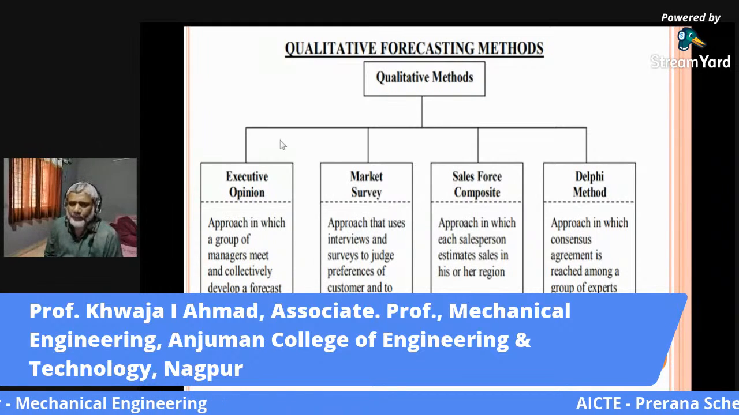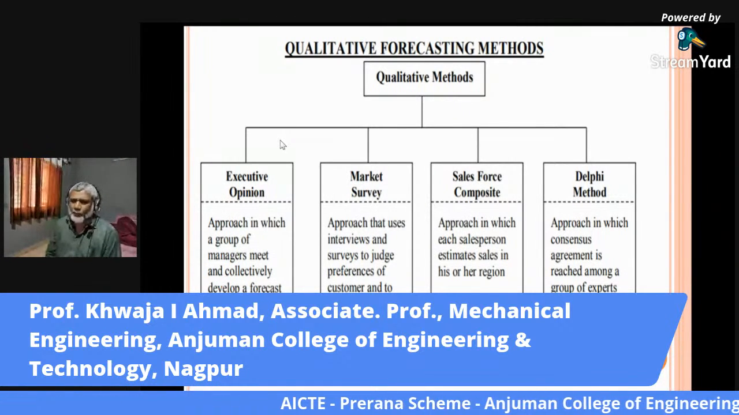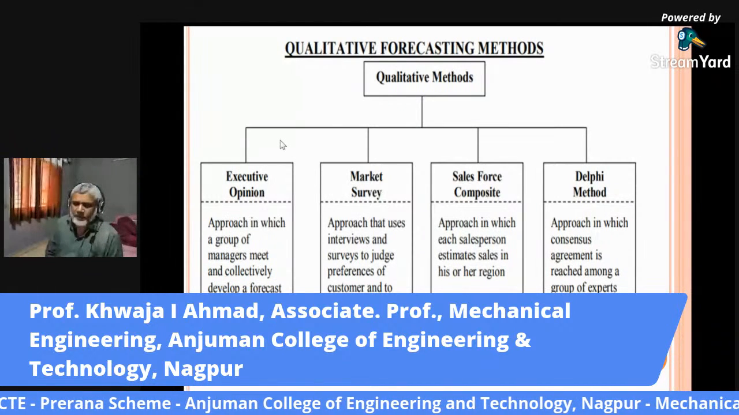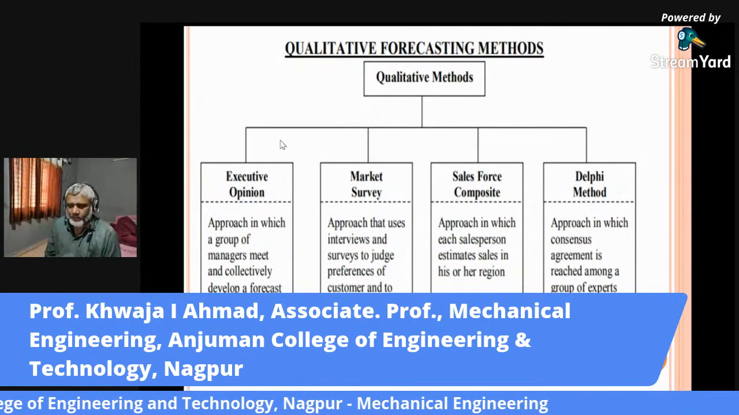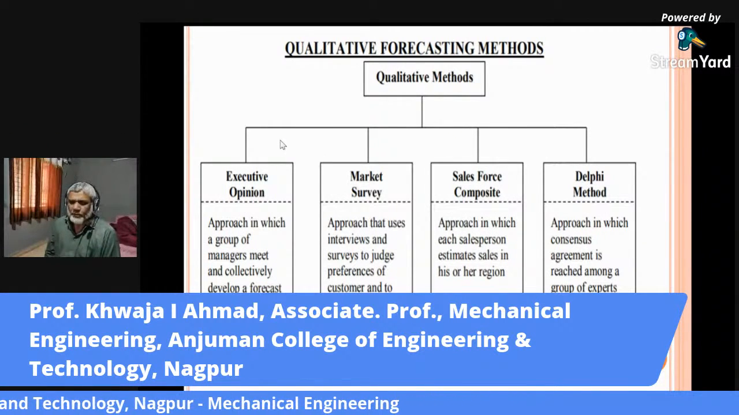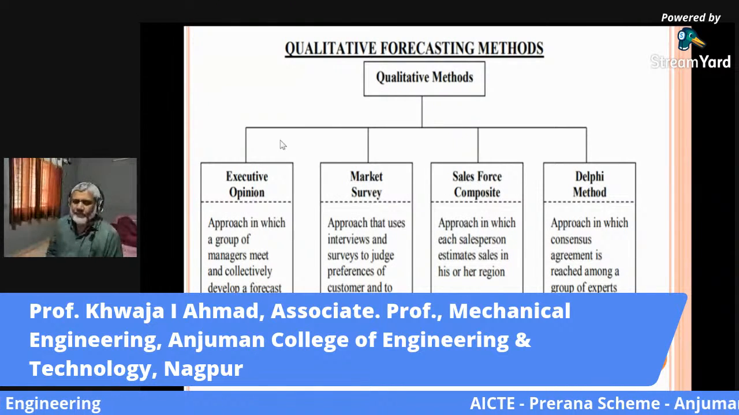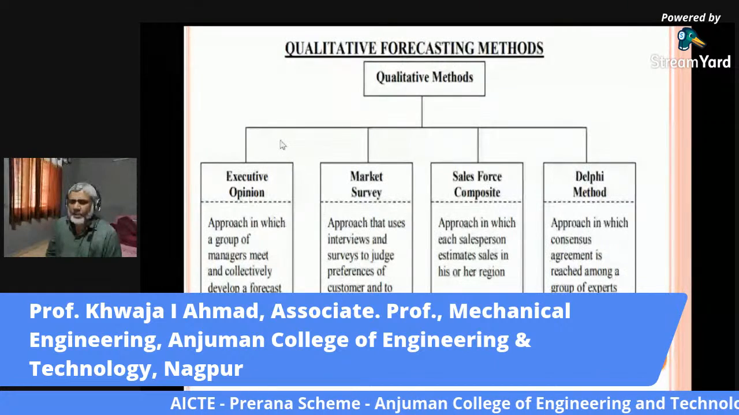Executive opinion is an approach in which a group of managers meet and collectively develop a forecast, done based on their particular experience and their knowledge about that particular component, about the company. They sit across the table, and after discussing, they come to a conclusion.